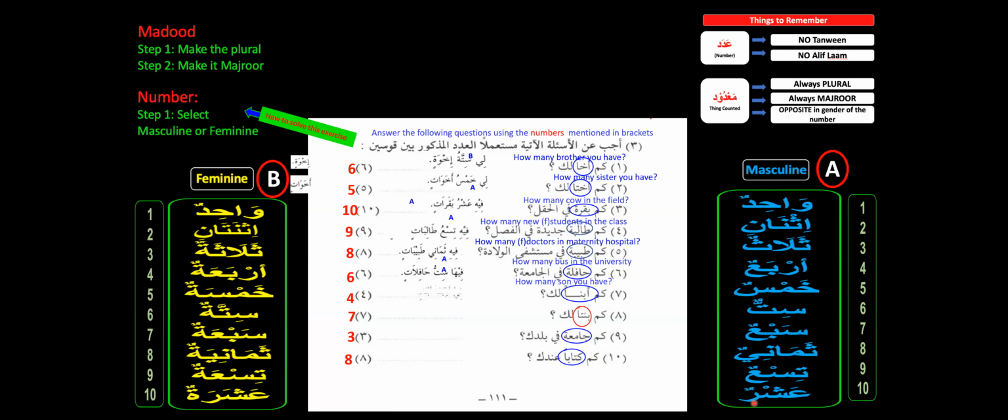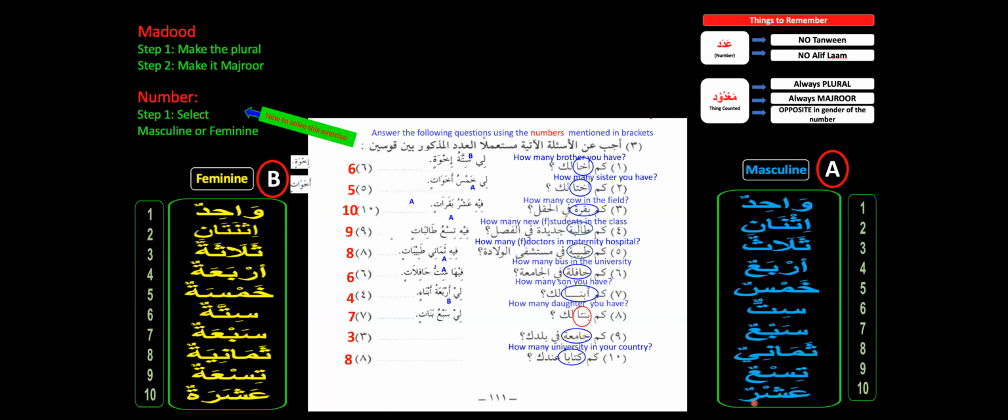Kam ibnan lak. So what's the answer? How many sons you have? Li arba'atu abna'in. Kam bintan lak. So you have to say 7. Li sab'u banatin. Sab'u is masculine. The singular of banatin is bintun, which is a feminine word. So we chose the number which is masculine.